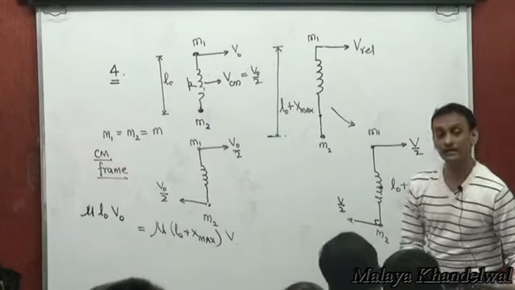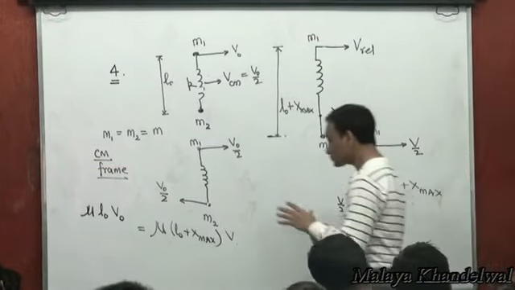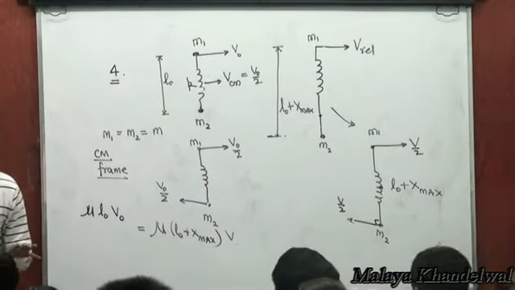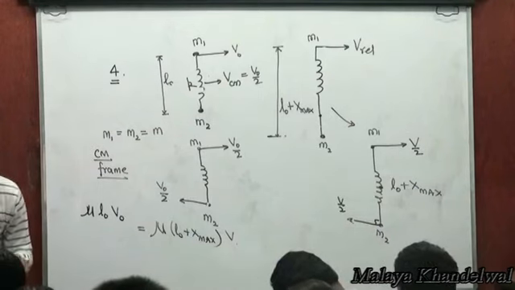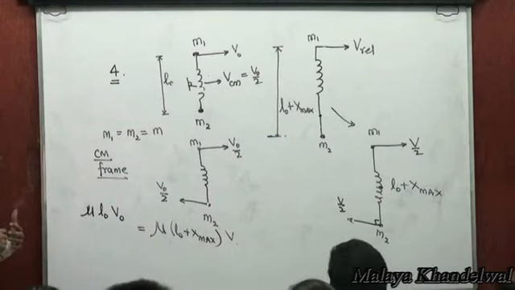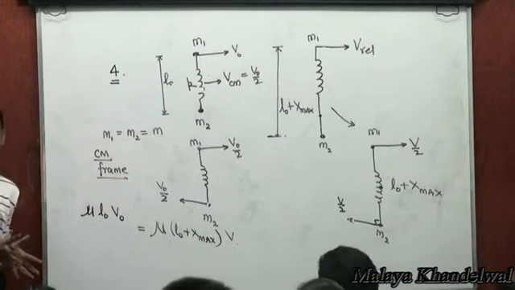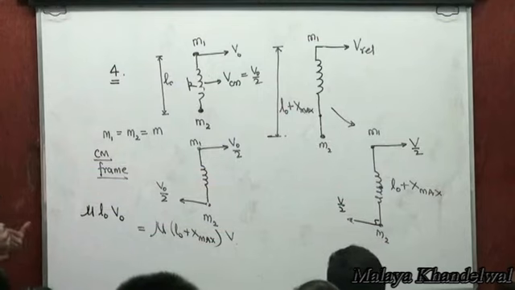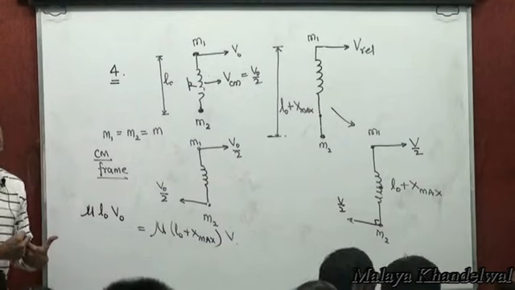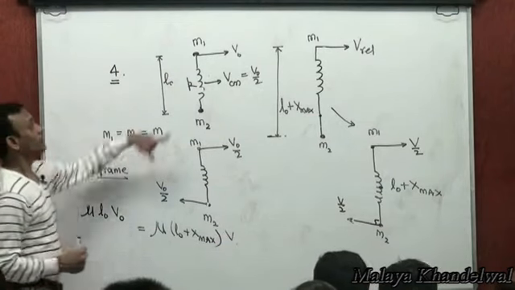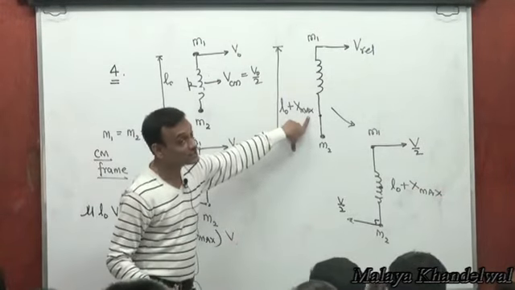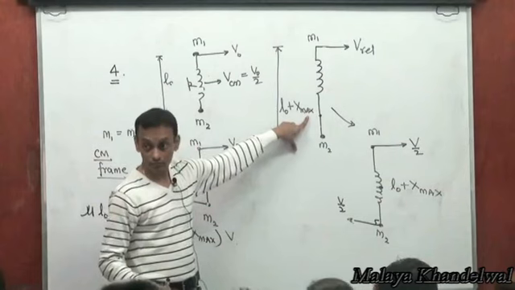Now we have another principle in place. The principle is, I can apply the work energy theorem in the center of mass frame. Yes or no? Now, the only force is the spring force. Work done by the spring force would be the negative of the change in elastic potential energy. Elastic potential energy is 0 here. Elastic potential energy is half K x max squared here. Right? Yes or no?